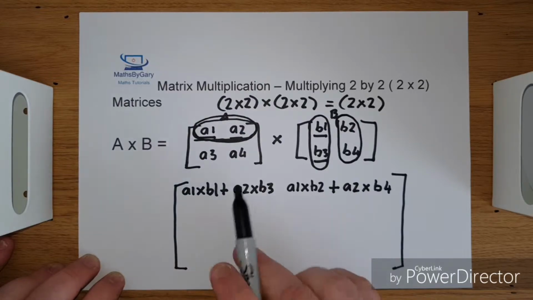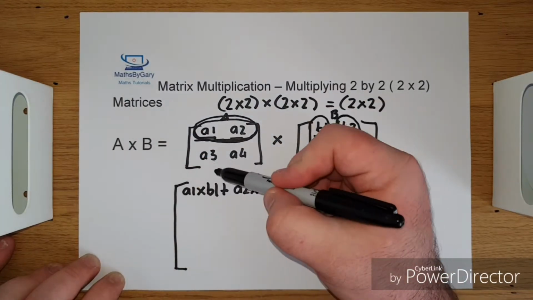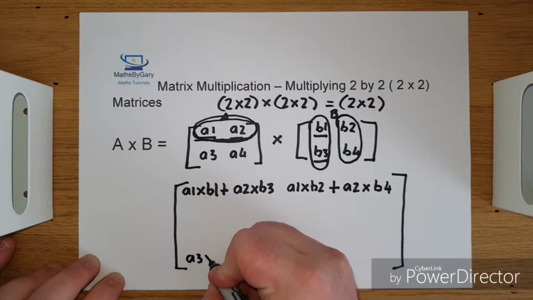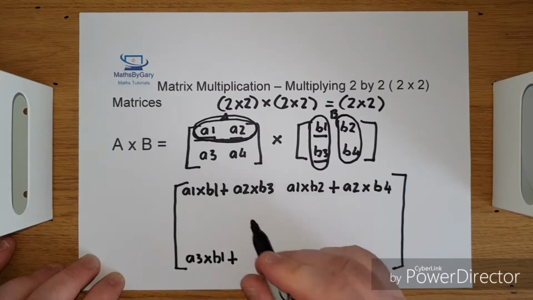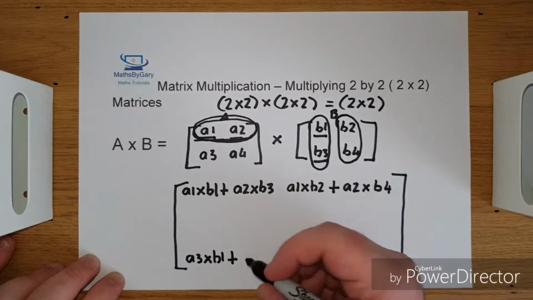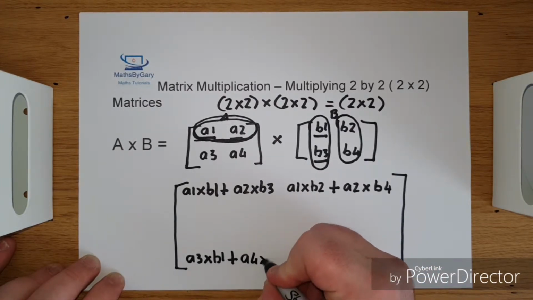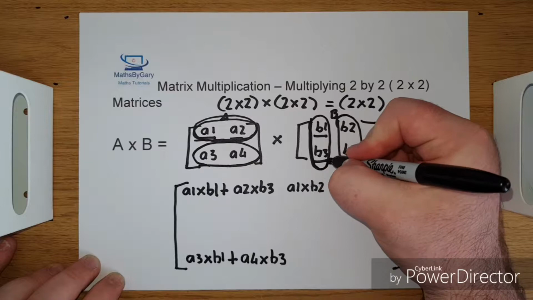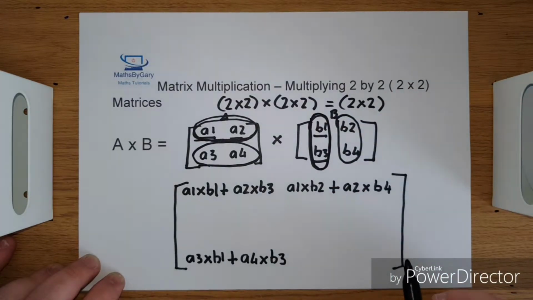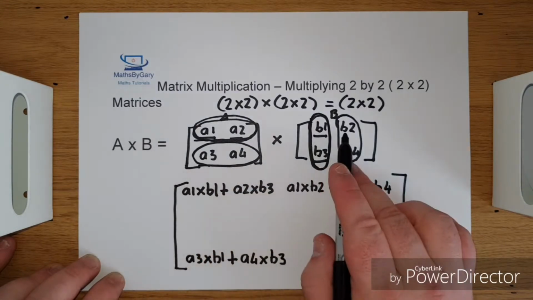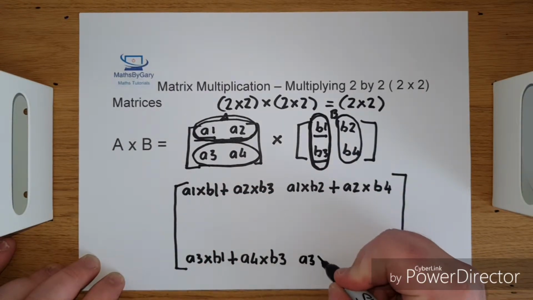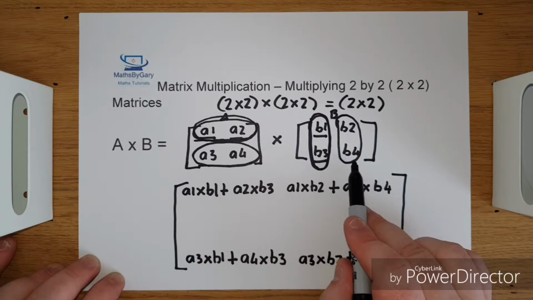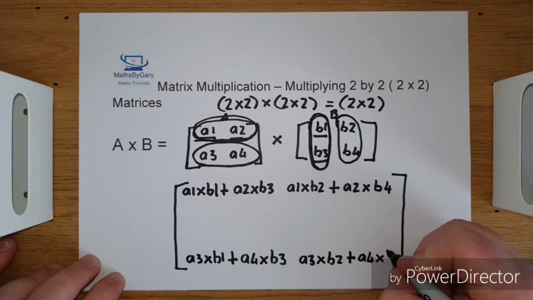For the third entry, we use the next row down, so it's A3. A3 multiplies by B1, so we have A3 times B1, and then we add A4 times B3. So we've multiplied this by this. Now we have one entry left, and we multiply A3 by B2, so A3 times B2, and then add A4 times B4.